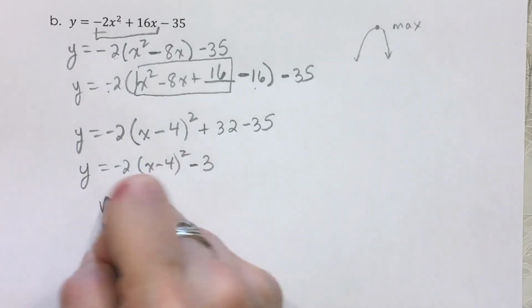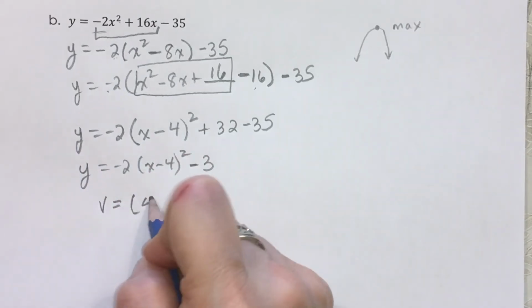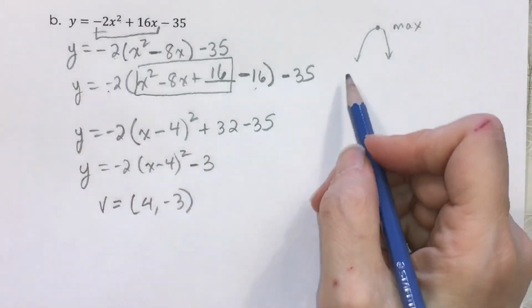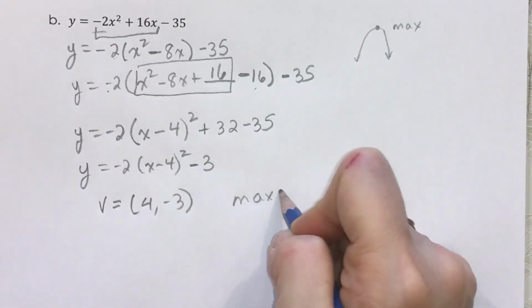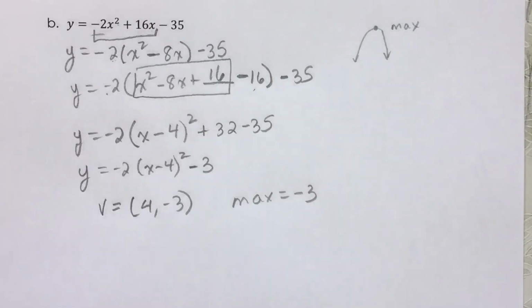So the vertex is going to be 4, negative 3, and it's opening downwards. It's got a maximum value this time of negative 3. Okay.